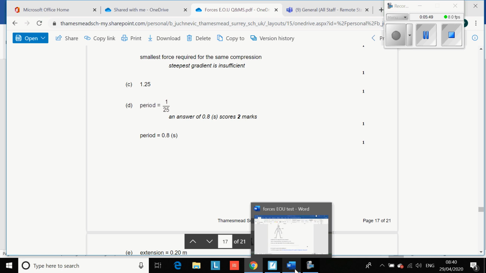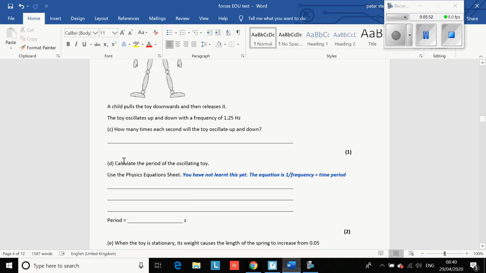Now the next one, again, I put in because you haven't done this yet. Calculate the period of the oscillating toy. Use this physics equation sheet. Now, you haven't been given this and you haven't learned it yet, so I put it in blue for you. This equation is 1 over the frequency, it gives the time period. So you could triangle it up, 1 at the top, frequency and time period at the bottom.